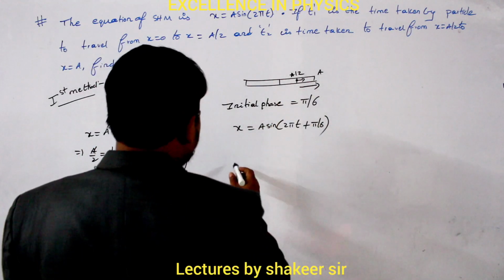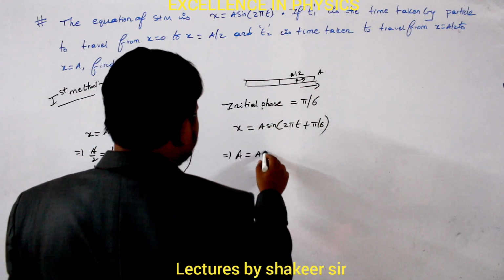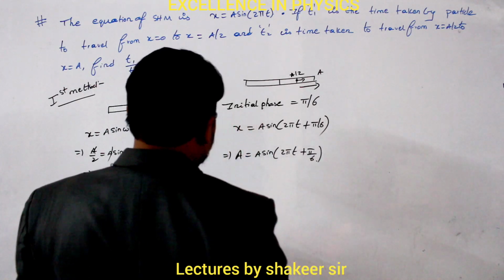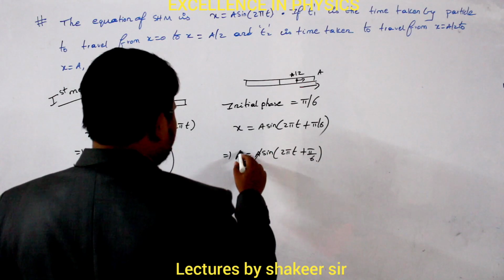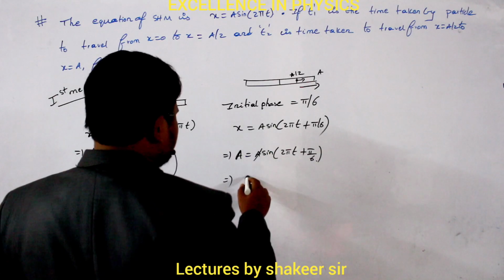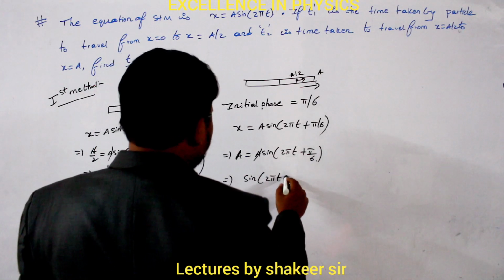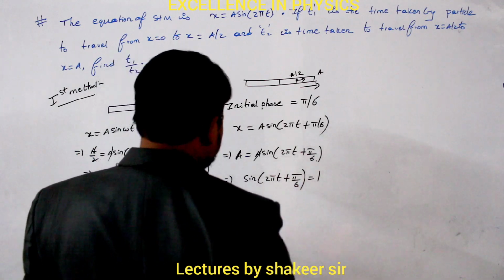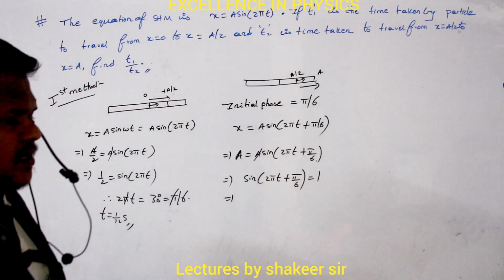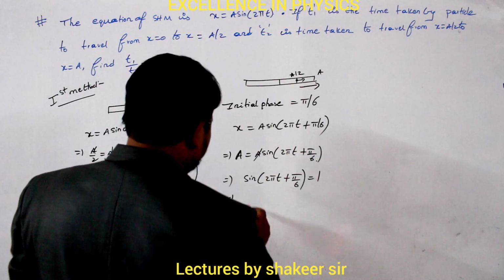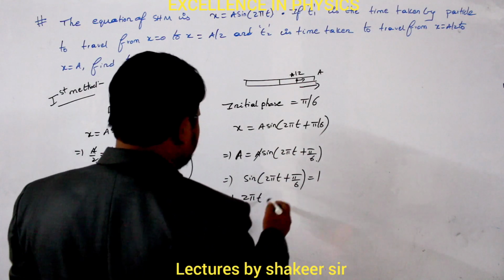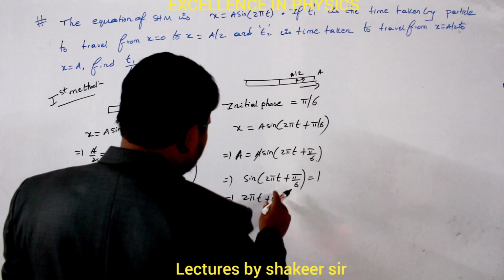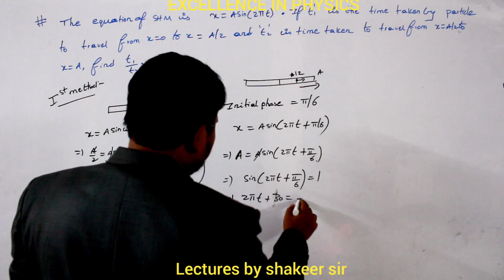From here, the particle should reach an amplitude of a. So a is equal to a sine 2 pi t plus pi by 6. Clear? So therefore this a and a get cancelled, so I will get 1 here. So sine of 2 pi t plus pi by 6 is equal to 1. So sine theta is equal to 1 only when theta is equal to 90 degrees, or we can write pi by 2. So therefore 2 pi t here, instead of this pi by 6, I will write 30 degrees. So this is equal to 90 degrees.